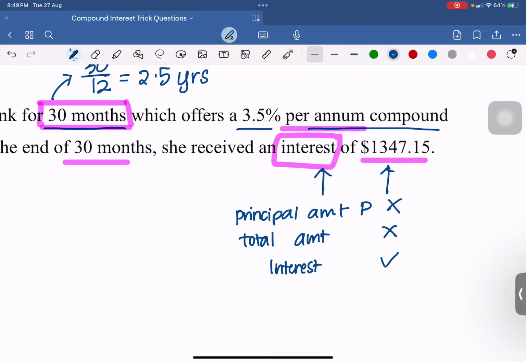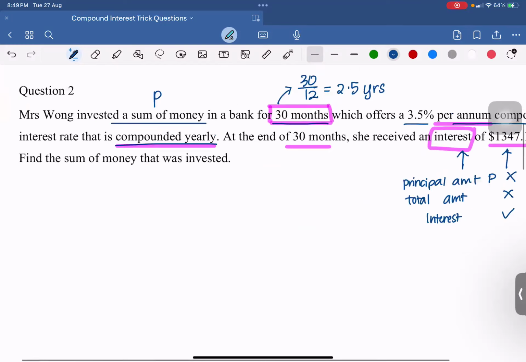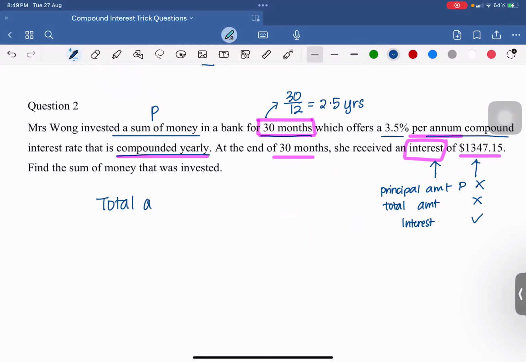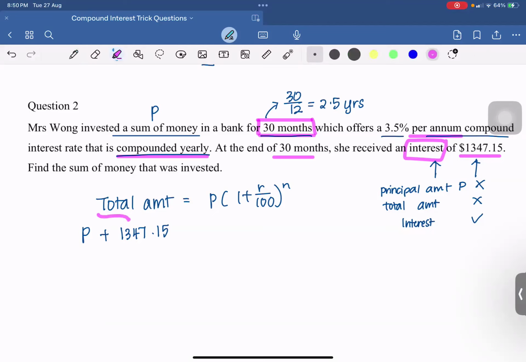Okay, interest. Then the question is, the formula starts with total amount equals P times (1 plus R over 100) power N. How to find the total amount? I only have the interest. My total amount comes from taking my original P plus my interest of $1,347.15. That means take the original plus this interest to become your total amount. Okay, that's why I say it's a trick question.